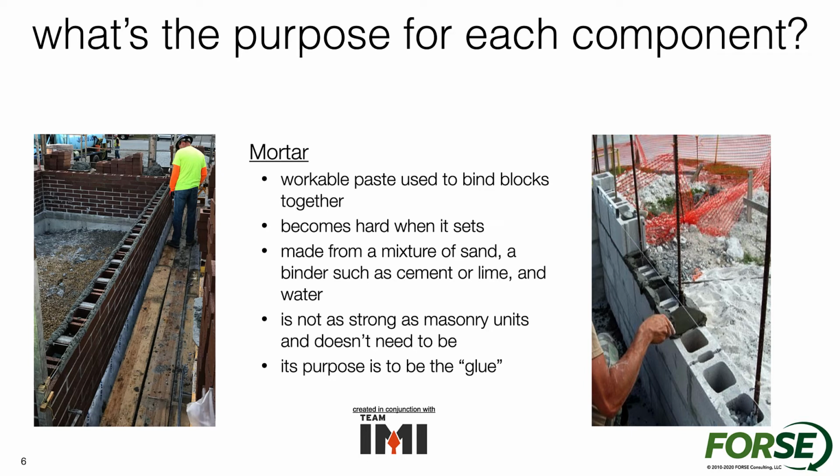Next, we want to look at mortar. Mortar is certainly the paste that's used to bind the blocks together. It becomes hard when it's set. It's made from a mixture of sand and cement or lime and water. It's definitely not as strong as the masonry units, and it really doesn't need to be. Its purpose is to be the glue between the units.